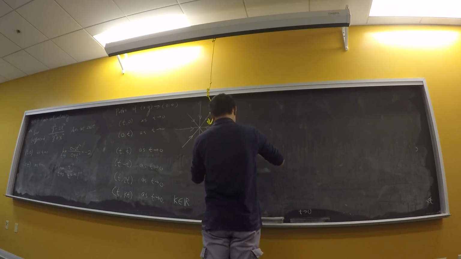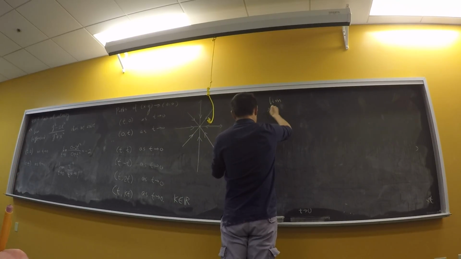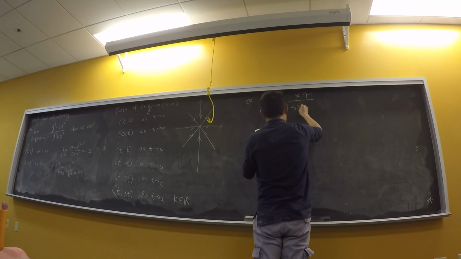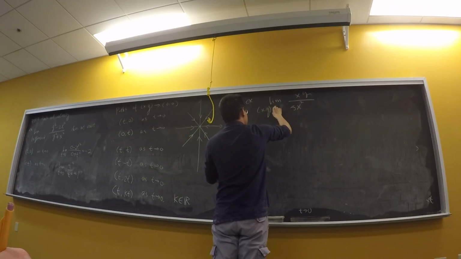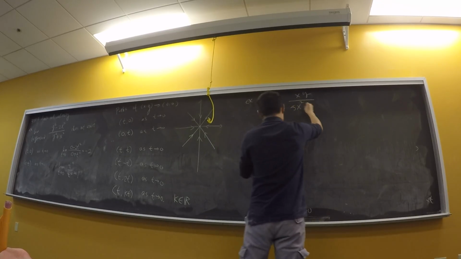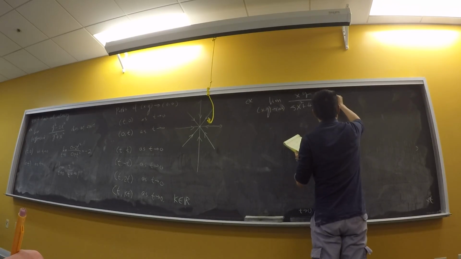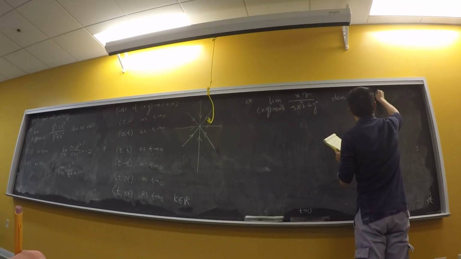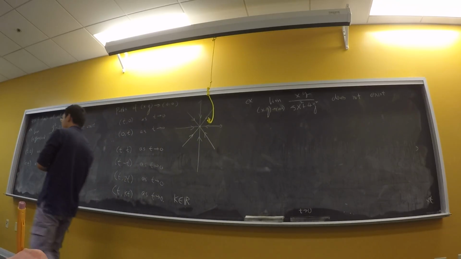So let's say I have a function: the limit as (x, y) goes to (0, 0) of xy divided by 5x squared plus 4y squared. Still, I want to show this limit does not exist. Okay? This limit does not exist.